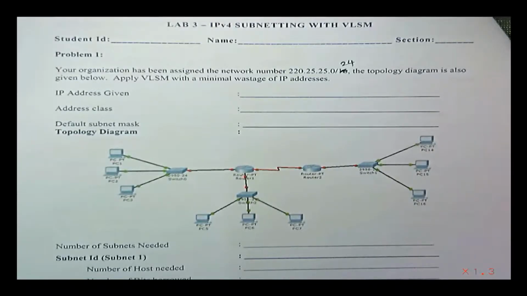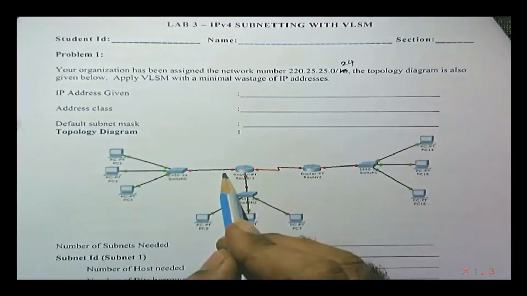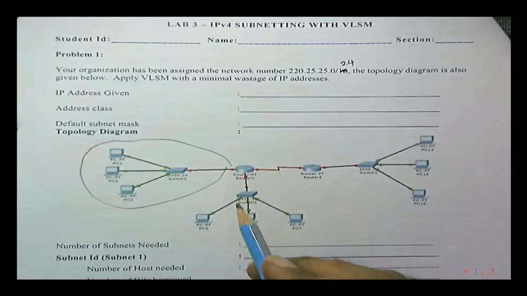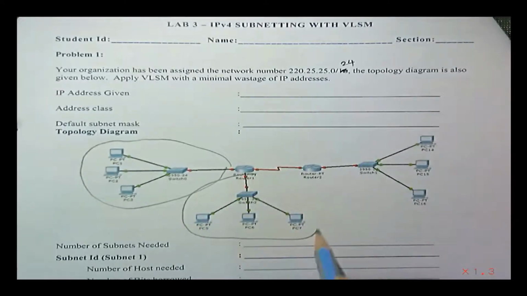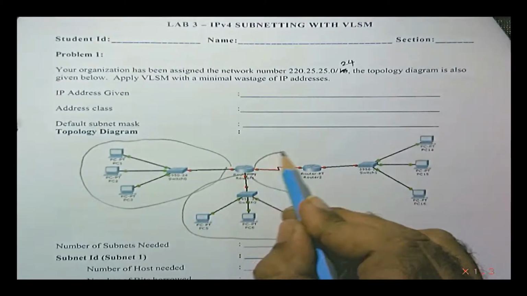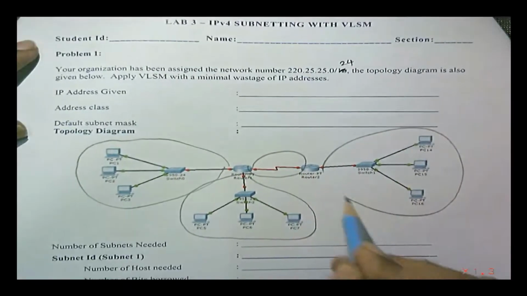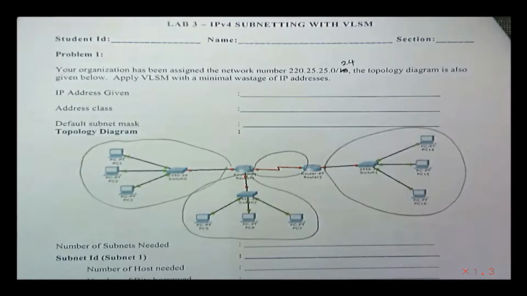Now, this is the topology diagram given to us. For this topology diagram we have to assign the IP addresses by using the VLSM concept. If you see this topology diagram, this is the first network, this is the second network, this is the third network, and this is the fourth network. So in total there are 4 different networks in this topology diagram.